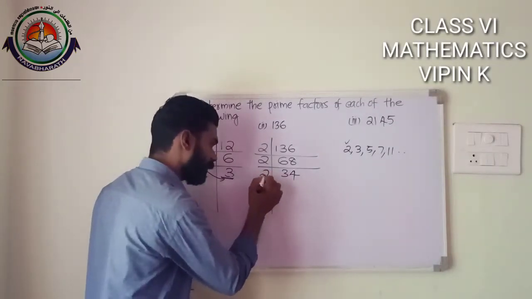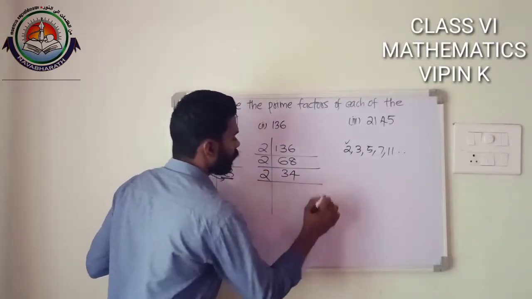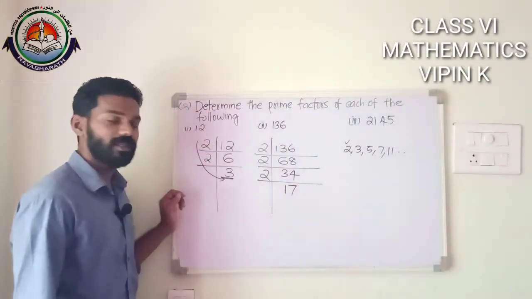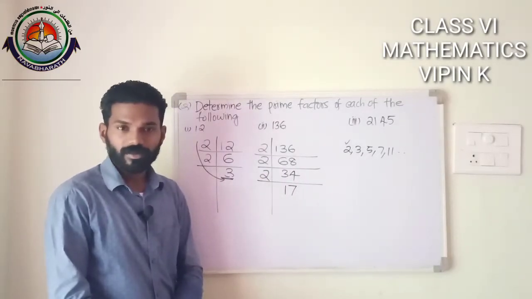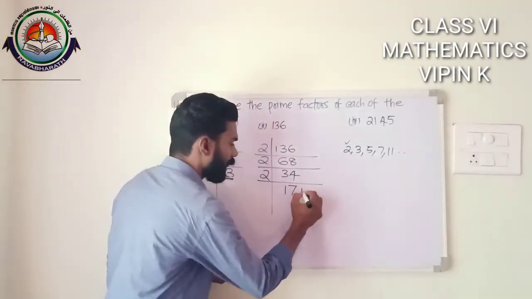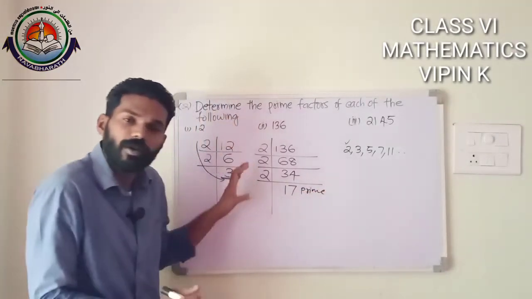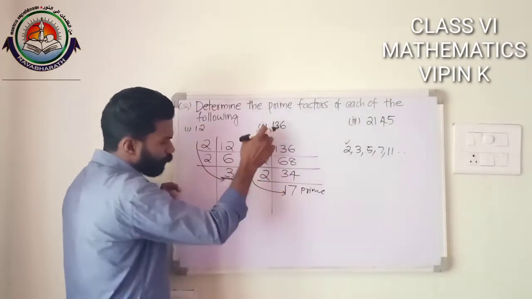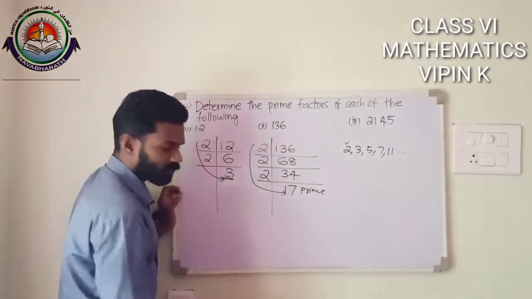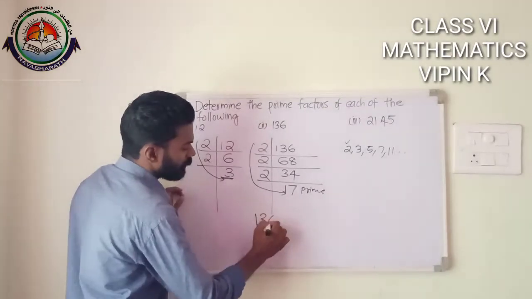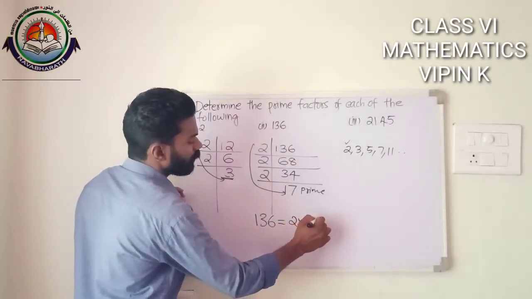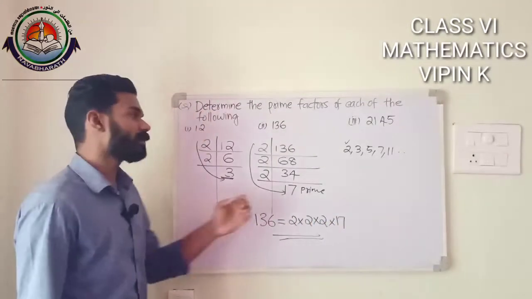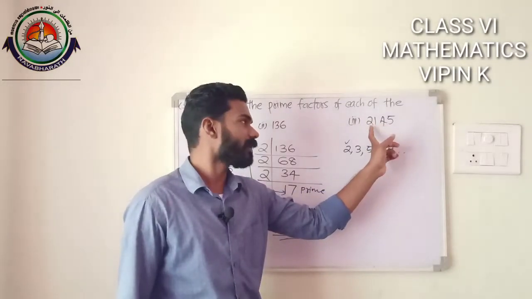Is it further divisible by 2? Yes, of course. So again we can write 2. What is the half of 34? It is 17. Now you know that 17 is a prime number. So we can stop our division process here and just write 136 as a product of these prime numbers. So we can write 136 equals 2 into 2 into 2 into 17. Clear?